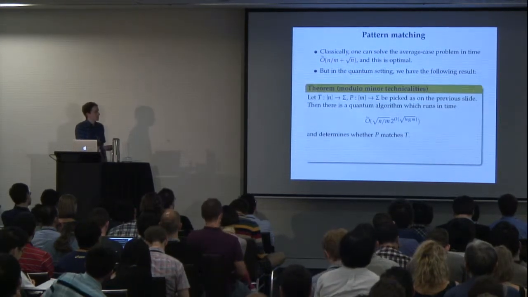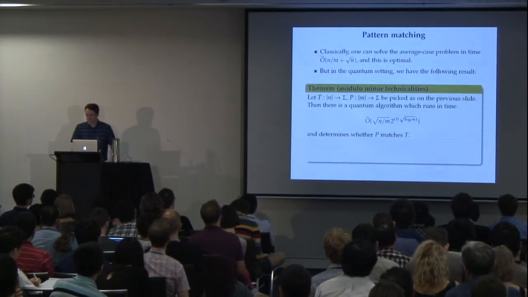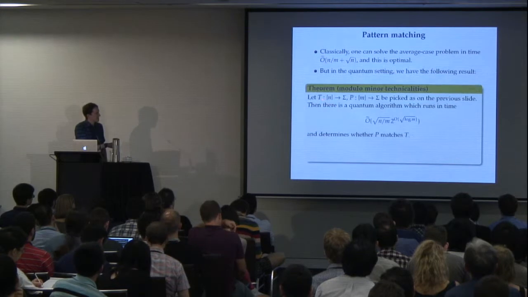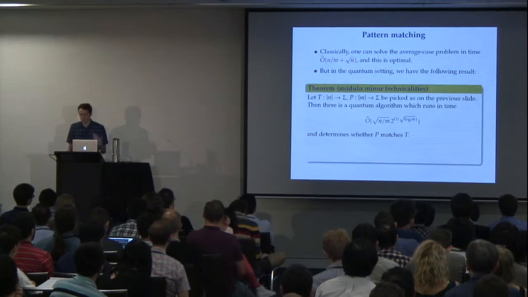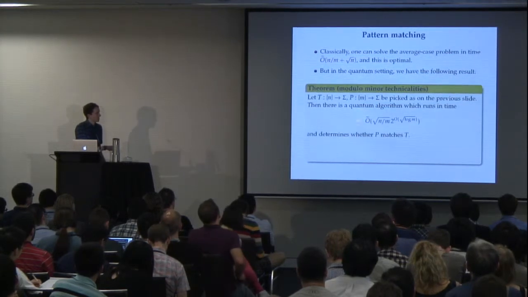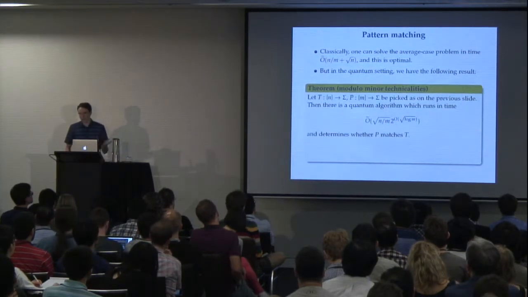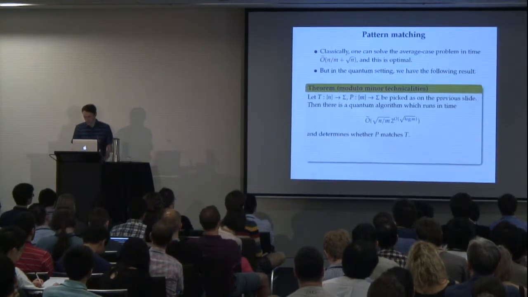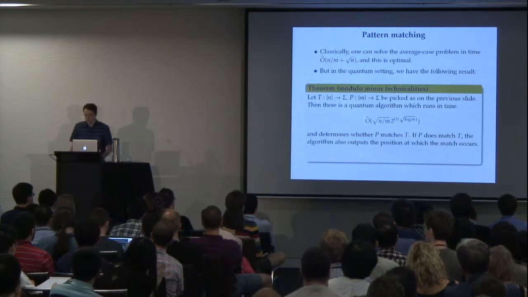So the main result I want to talk about today, at least in the 1D case, there's also a higher dimensional case, is the following. Modulo some minor technicalities, which I'm not going to talk about, we imagine that the text and the pattern are picked as on the previous slide, with this random choice of text and pattern. Then there's a quantum algorithm which runs in time roughly square root of n divided by m, times this strange term, 2 to the order square root log of m. And this determines whether the pattern matches the text. And if the pattern does match the text, then it tells us the position at which the match occurs.